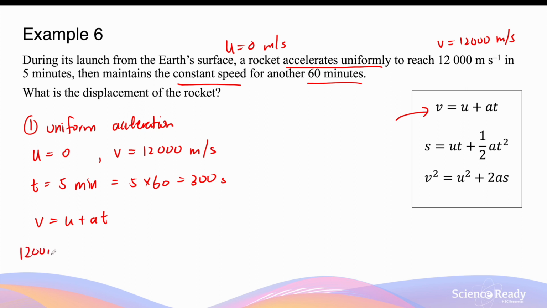We can use the first equation to find out what is the acceleration of the first interval. So 12,000 is my final velocity, equals to 0 plus a times by 300. And a equals to 40 meters per second squared upwards, assuming the rocket is traveling upwards.